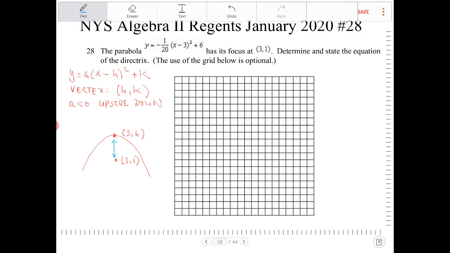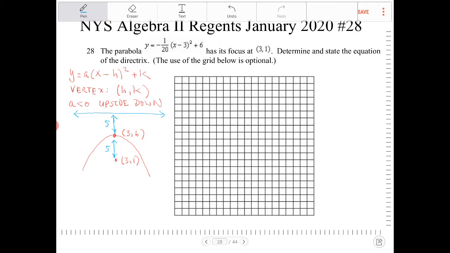The focus is 5 units below the vertex, which means the directrix is going to be 5 units above the vertex. The directrix is a line that is going to be above the vertex in this case because the parabola is upside down. If the parabola was right side up, then the directrix would be underneath it.